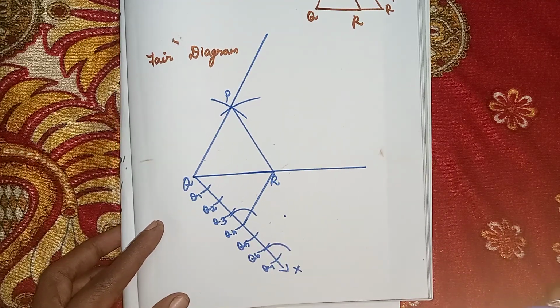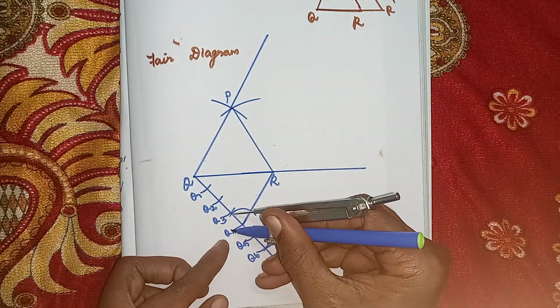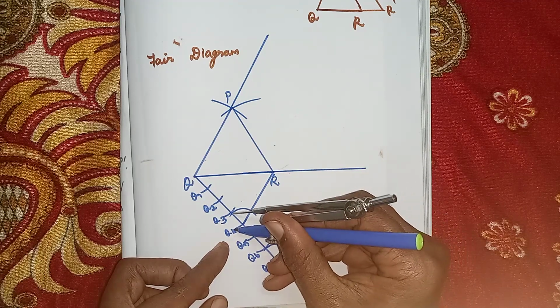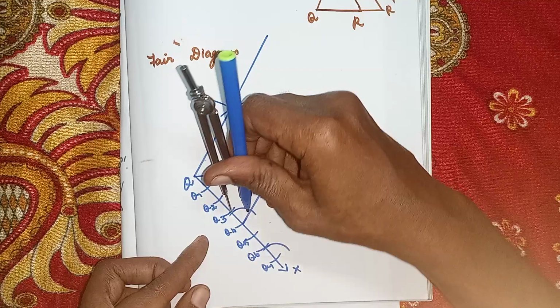Afterwards what do we have to do? Measure this distance, this and this distance. From here to here you want to measure with this compass.